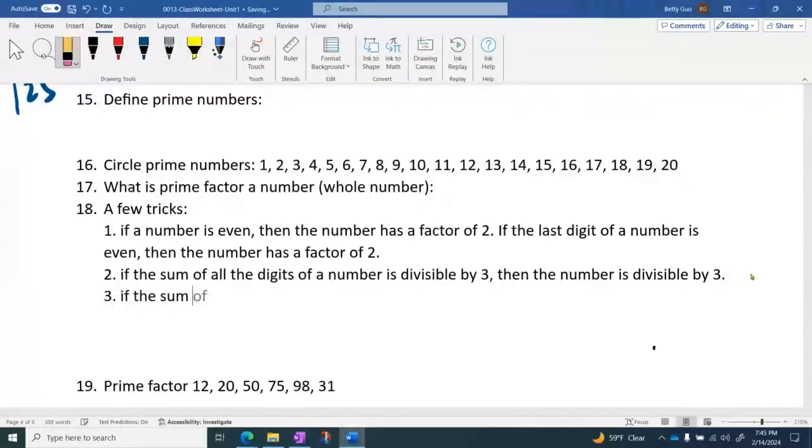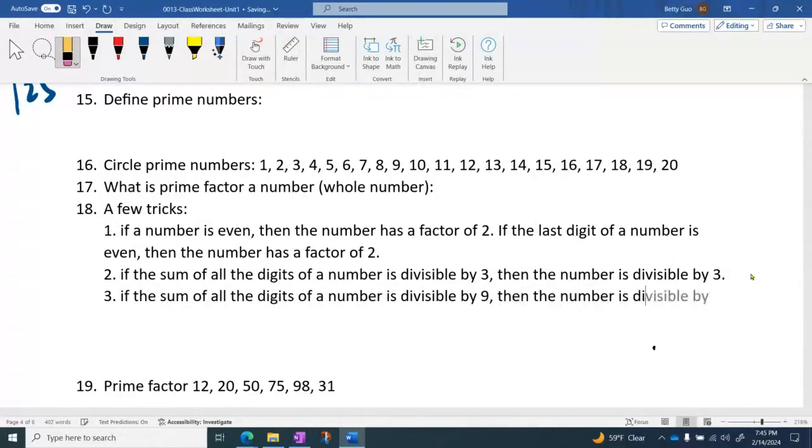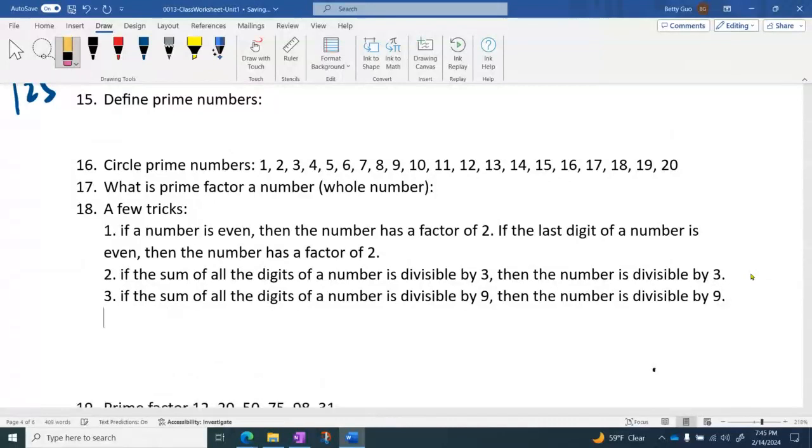If the sum of all digits of a number is divisible by 9, then the number is divisible by 9. You can give it a try, okay? For example, 18. 1 plus 8 is 9. 9 is divisible by 9, so 18 is divisible by 9.